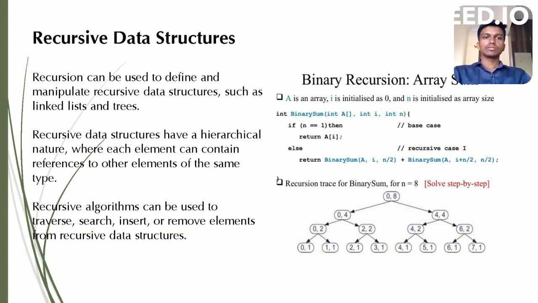Recursive data structure. Used to define and manipulate recursive lists. Recursion can be used to define and manipulate recursive data structures such as linked lists and trees. Recursive data structures have a hierarchical nature where each element can contain references to other elements of the same type. Recursive algorithms can be used to traverse, search, insert, or remove elements from recursive data structures.